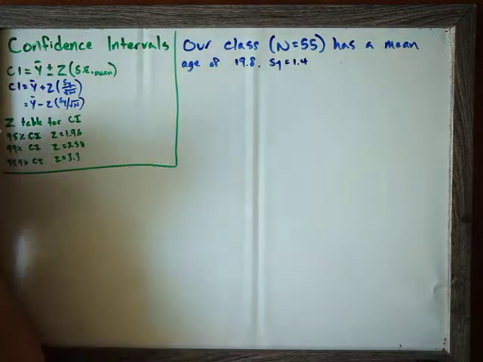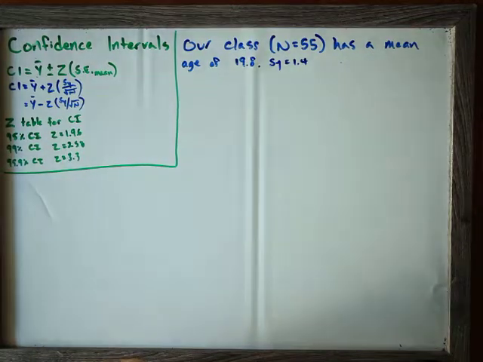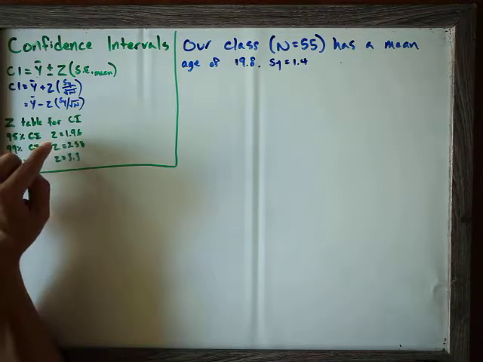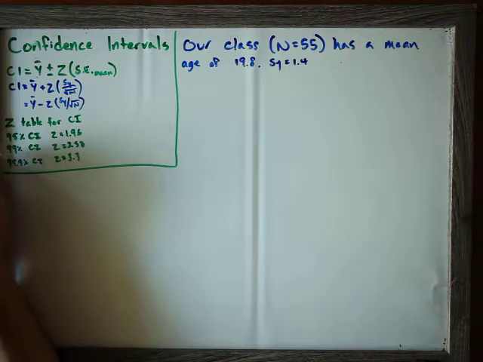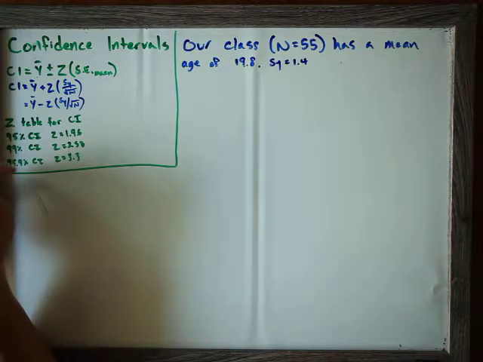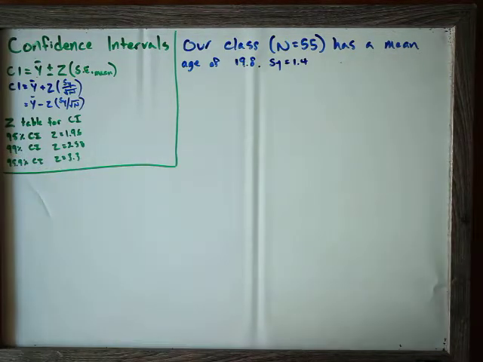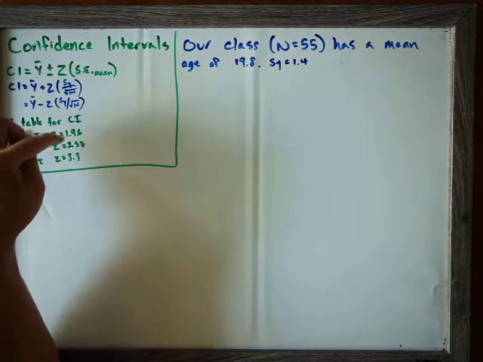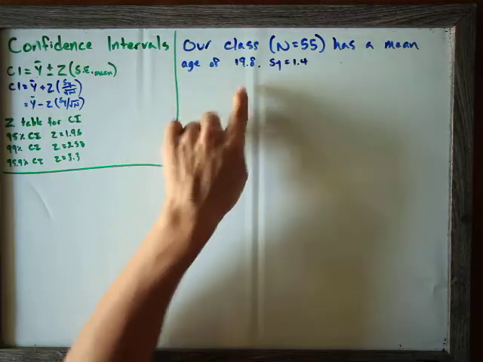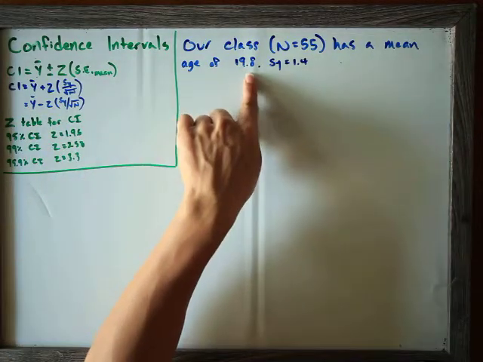Now for the z, it's only ever going to be one of these three values. It depends on which level of confidence we want in our confidence interval. If we want a 95% confidence interval, we would use a z of 1.96. If we wanted a 99% confidence interval, we would use a z of 2.58. And if we wanted a 99.9% confidence interval, we would use a z of 3.3. So we just plug one of these three values into that z spot. Y bar is always going to be given. In this case, it's 19.8.